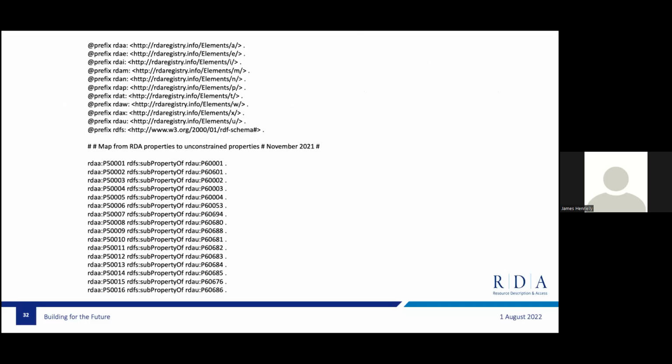This is an example of a Turtle map showing the relationship between RDA agent properties and unconstrained properties. I just put this up here as an example, and this is always intended for developers to use, not necessarily for catalogers to interpret.